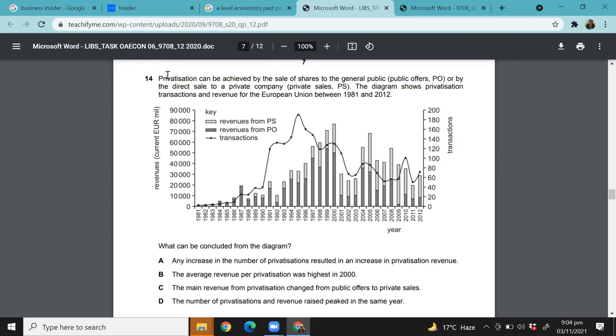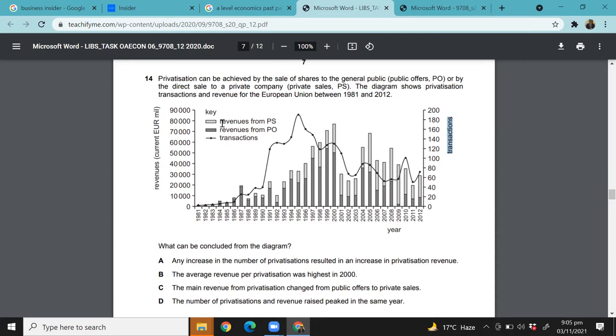Okay. The question says that privatization can be achieved by the sale of shares to the general public, which is called public offers, PO, or by direct sale to a private company, private sale, PS. The diagram shows the privatization transactions and the revenue for the European Union between 1981 and 2012. So now there are two axes to the graph. On the left axis, you have revenue in millions of euros. And on the right axis, you have the number of transactions, right?